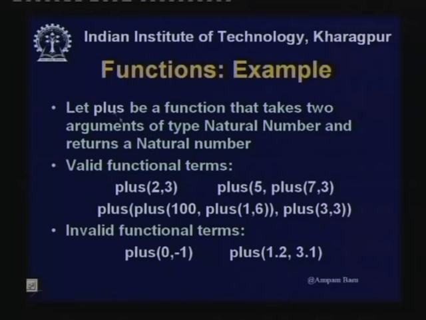Here you see, based on my definition that I gave, that plus is a function that takes two arguments of type natural numbers and returns a natural number. Based on that definition, this is an invalid function, because minus 1 is not a natural number, and I have defined plus to be a function where both the arguments should be of type natural number and returns a natural number. Neither of these two are satisfied. Similarly, plus 1.2, 3.1 is not a valid function based on the definition of plus, because 1.2 and 3.1 are not natural numbers, they belong to the real numbers.